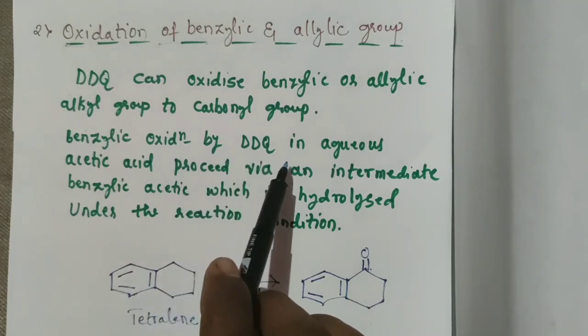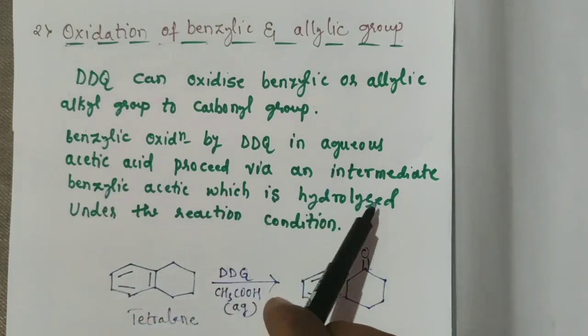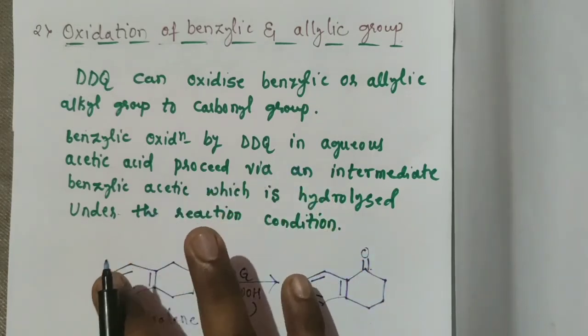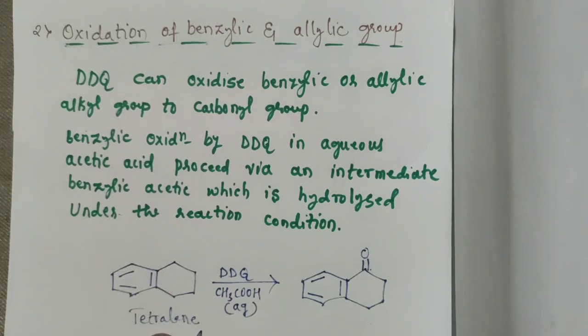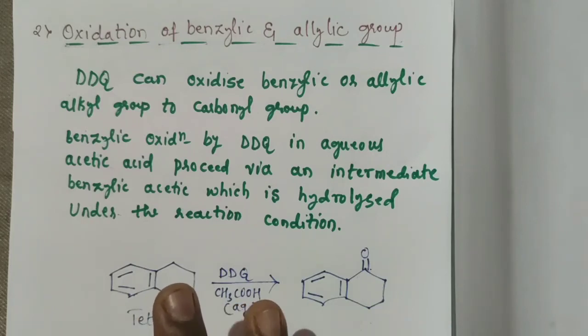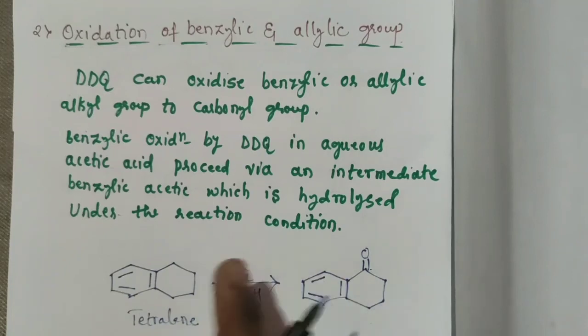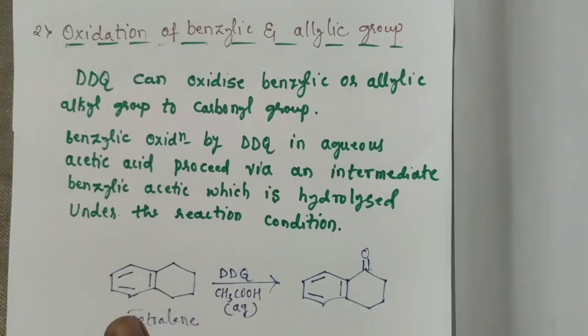So benzylic oxidation by DDQ in aqueous acetic acid proceeds via an intermediate benzylic acetate, which is hydrolyzed under the reaction conditions. That means in the process of oxidation from tetralin into a carbonyl group, it proceeds via an intermediate benzylic acetate. So that is the molecule of benzylic acetate. After hydrolysis, that benzylic acetate converts into the carbonyl group. So this is the second application of DDQ, that is, the oxidation of a benzylic or allylic group. Here tetralin, after oxidation with DDQ in aqueous acetic acid, converts one of the benzylic carbon atoms into a carbonyl. So this is the process of oxidation.